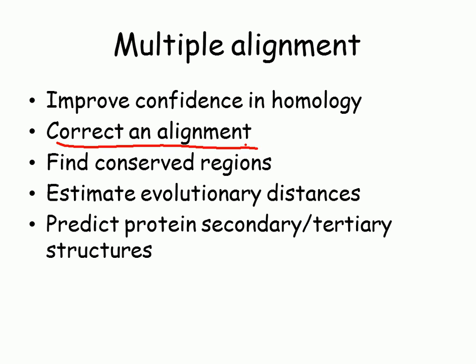Multiple alignments are also used to estimate evolutionary distances. So you can calculate the amount of evolutionary time it took for one sequence to mutate into another one, in the context of all the other sequences that you are using in a multiple alignment. Another use is in prediction of secondary and tertiary structures or other functions of a protein.